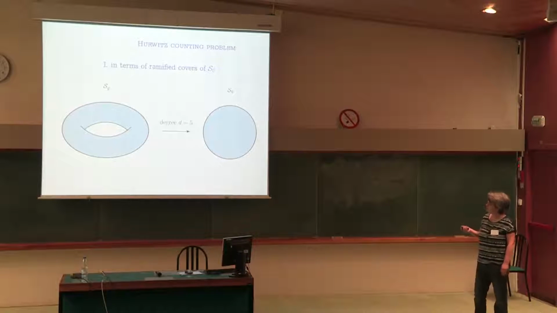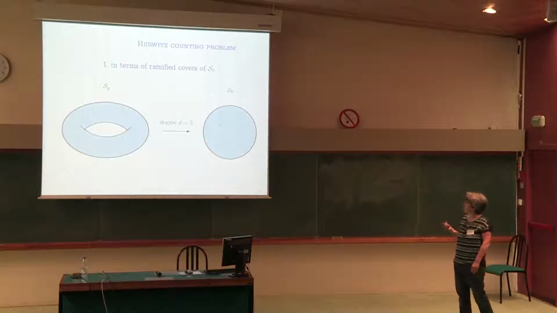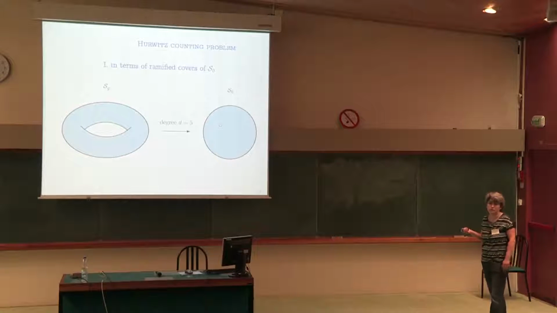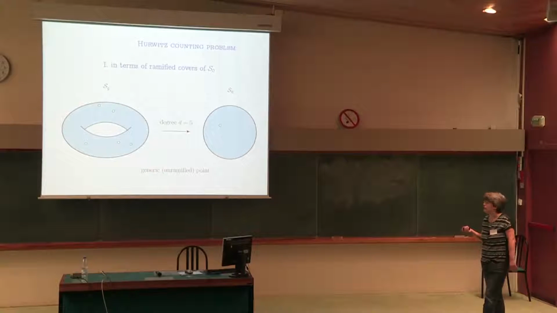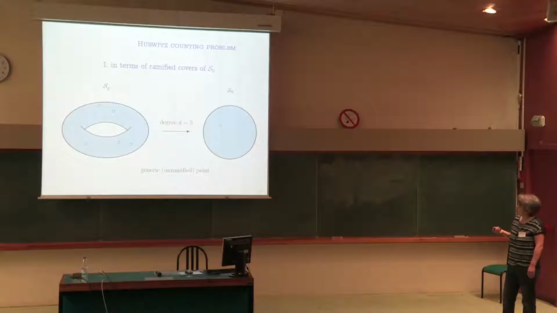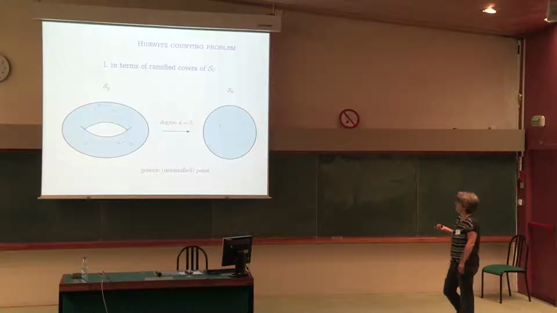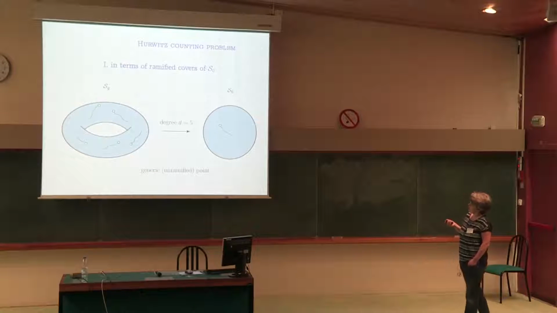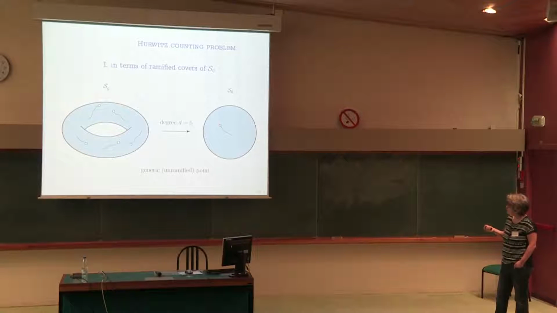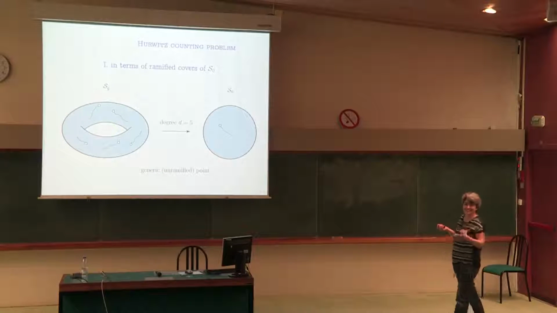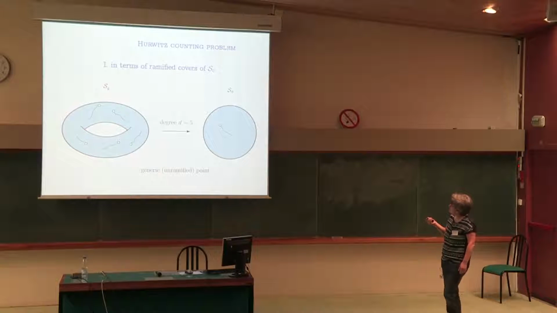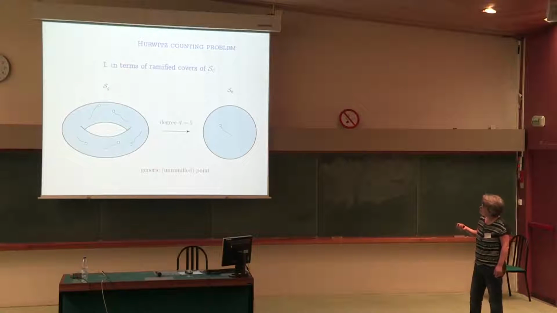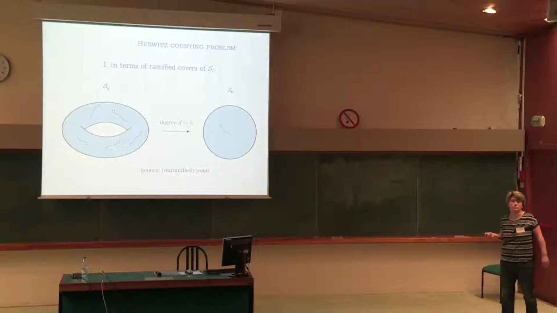So, what is a ramified cover? It's a continuous application from SG to S0, such that if I pick a generic point on the sphere, it has precisely D, here 5, pre-images. So that's a generic point and not ramified. Meaning that if I look at a small path touching this point, I will have 5 disjoint pre-images.